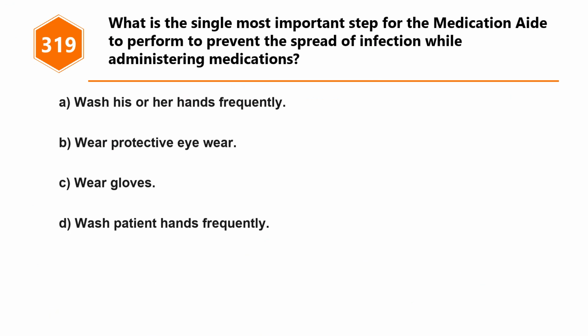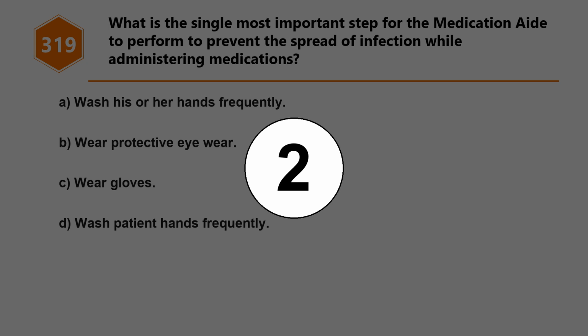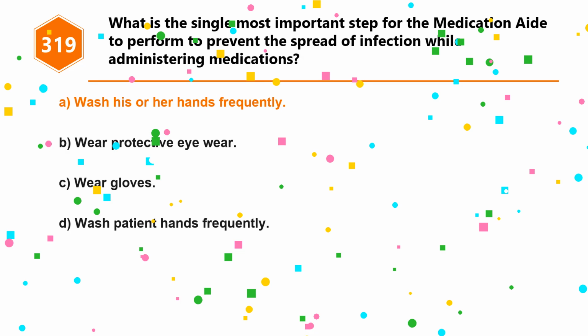Question 319. What is the single most important step for the medication aide to perform to prevent the spread of infection while administering medications? Option A, wash his or her hands frequently. Option B, wear protective eyewear. Option C, wear gloves. Option D, wash patient hands frequently. The correct answer is option A. Wash his or her hands frequently.